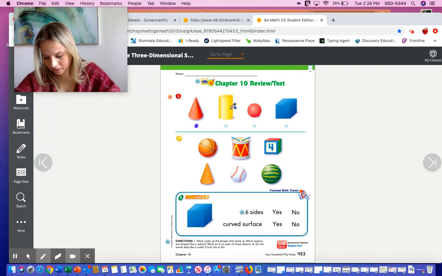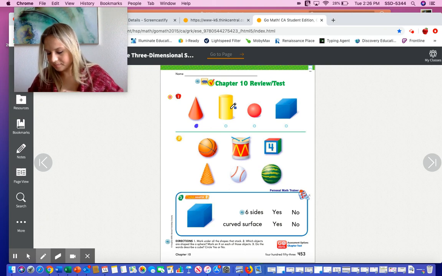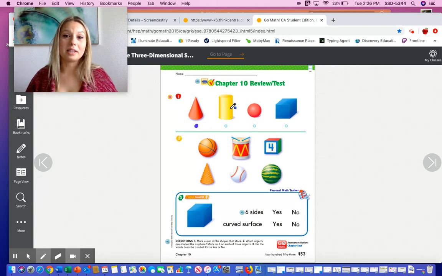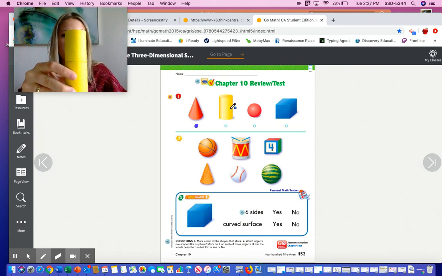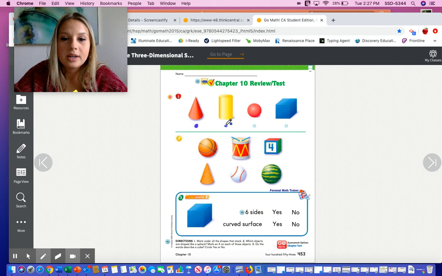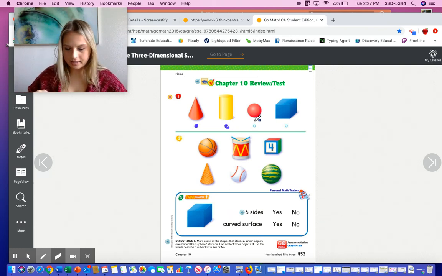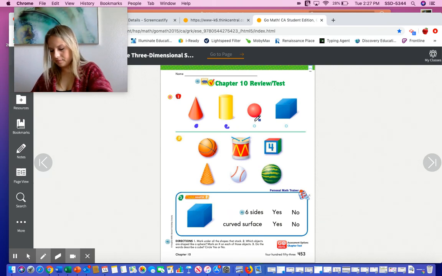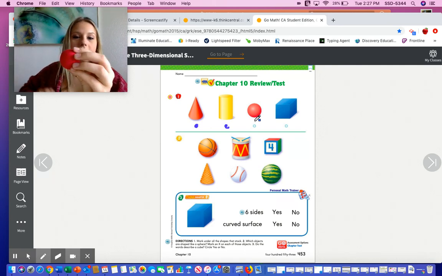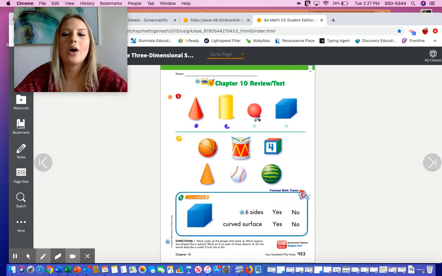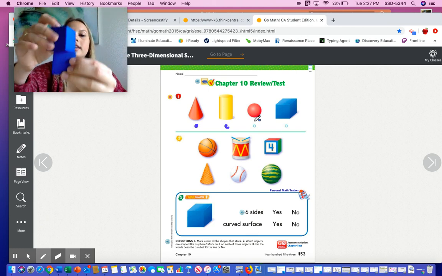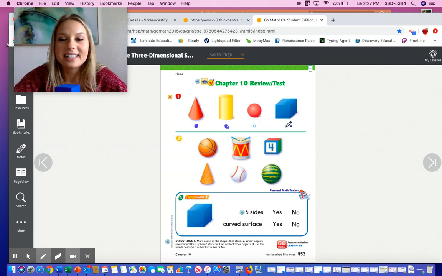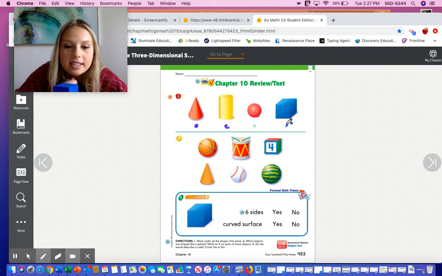What about a cylinder? Can a cylinder stack? Let's see. Does it have a flat surface? Yes, right? So you can stack your flat surfaces. The cylinder can stack. What about a sphere? Can a sphere stack? No. What about a cube? Can cubes stack? Does it have flat surfaces? Yes, so it can stack. Good. All right.